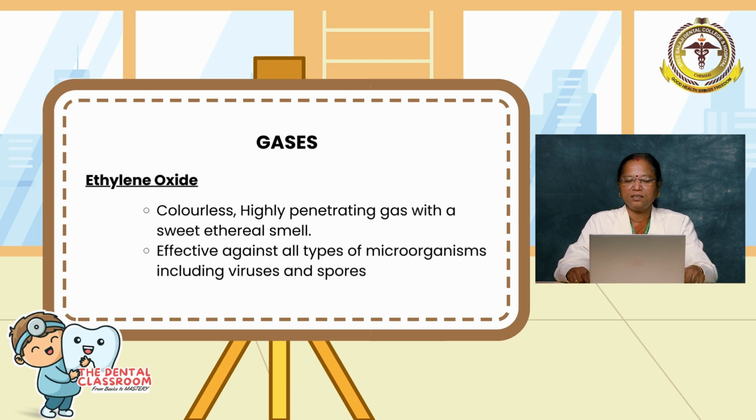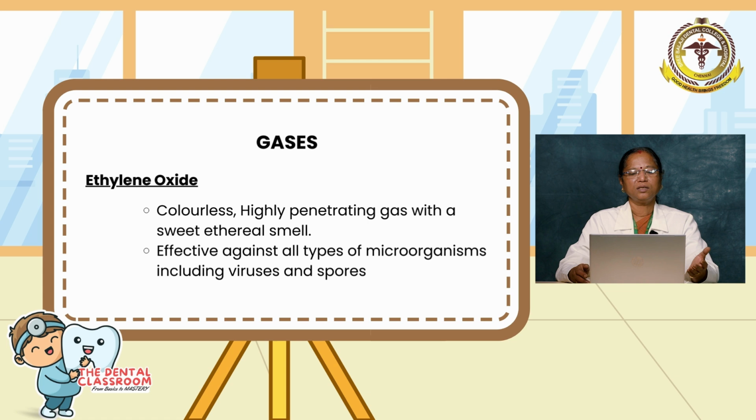The next group is gases. So far, whatever disinfectant categories we saw, like alcohols, aldehydes or halogens, we apply either on the floor or on the skin tissue. But in operation theatres where surgery is performed, the environment itself should be sterile. The air should be sterile. So this is where gaseous disinfectants are very helpful. You have ethylene oxide gas, which is a colorless, highly penetrating gas with a very sweet ethereal smell, and it is effective on all microorganisms, bacteria, fungi, viruses as well as spores.